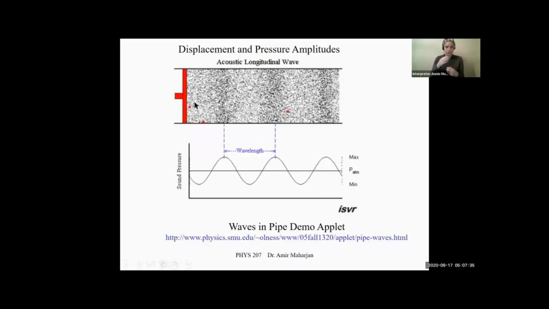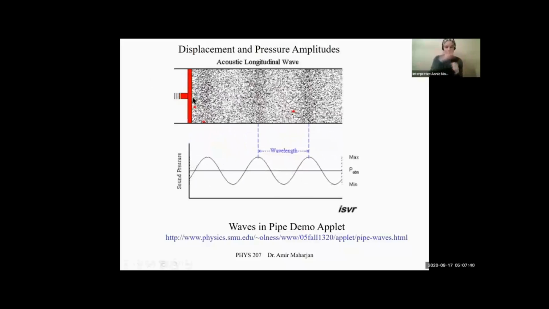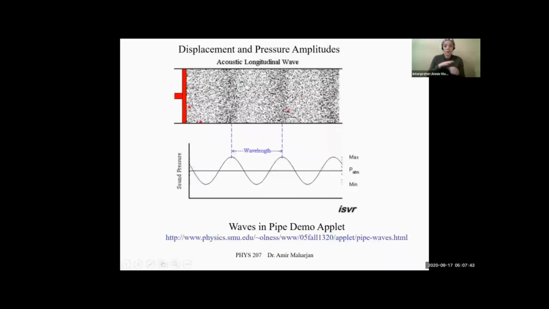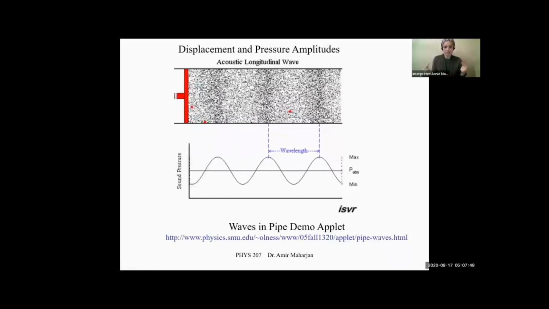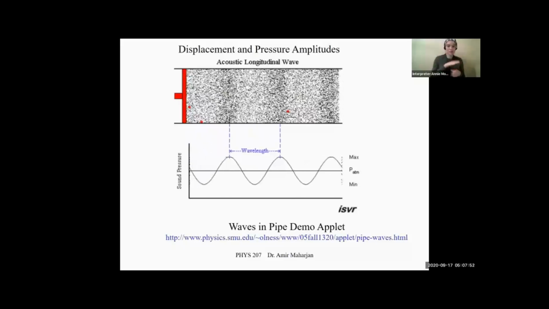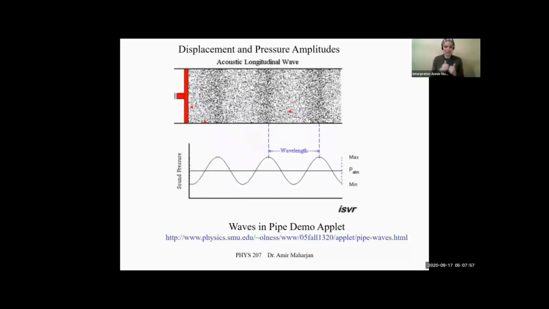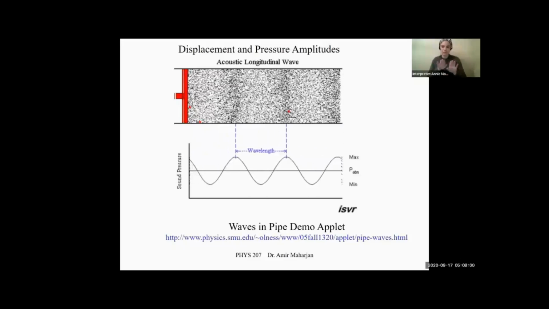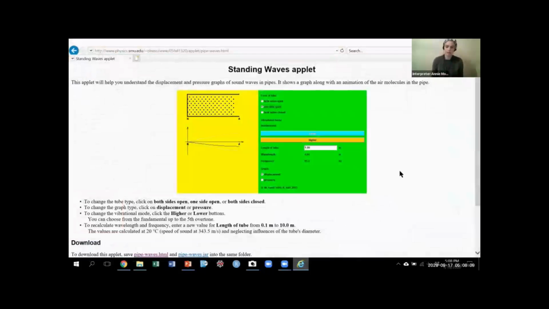Since the air molecules are compressed in this region, this must be a high pressure region. But the pressure amplitude and the displacement amplitude are out of phase: the pressure wave and the displacement wave have a phase difference of 90 degrees. Why? Because at a point where pressure is maximum, displacement must be 0 and vice versa. Let me show you this animation. I have already shown you this animation when we did the standing wave in pipes. So let me try to explain this.